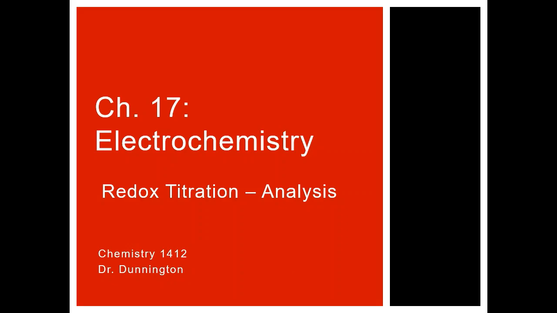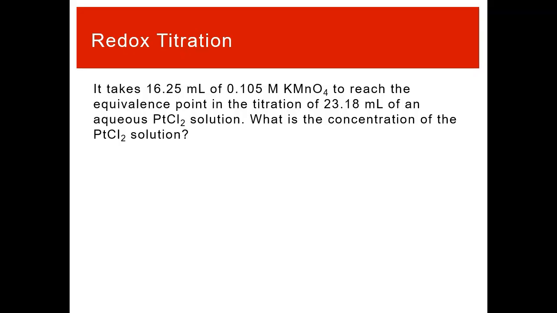Now we want to spend some time talking about how you would analyze the results of a redox titration experiment. So we'll look at the example. We talked about how it would work in the last video. Now we'll say, suppose it takes 16.25 milliliters of 0.105 molar potassium permanganate to reach the equivalence point in the titration of 23.18 milliliters of an aqueous platinum 2 chloride solution. What is the concentration of the platinum 2 chloride solution?